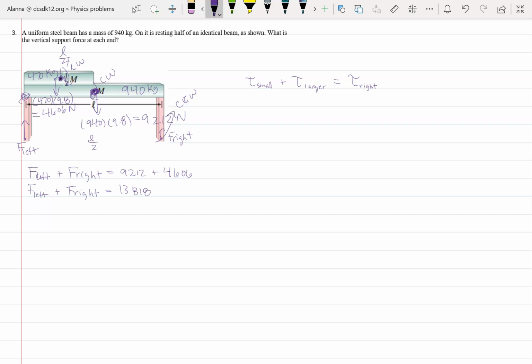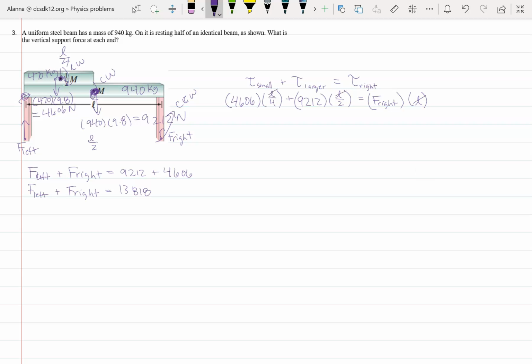So we are going to say that the torque from the smaller one is its force, which is 4,606, times its distance from the axis of rotation, which is L over 4, and then the larger one, 9,212, times its distance from the axis of rotation, which is L over 2, and then the force from the right one, and that's just times L. So now notice that all of the L's cancel. We can divide both sides by L.